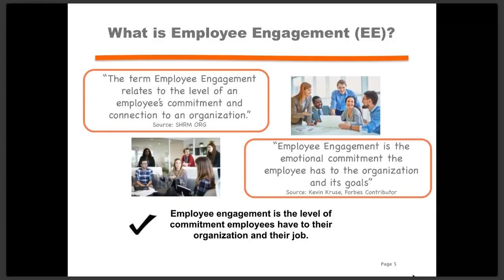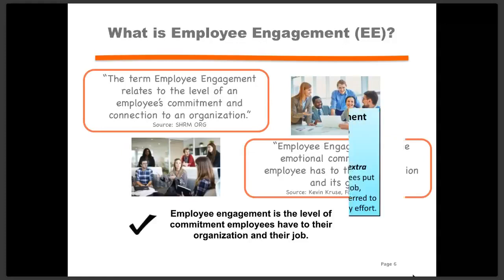I'm also part of the International Standards Organization U.S. committee developing standards on employee engagement. And we're really using commitment to one's job and organization as the definition for engagement. And that's the definition that we're going to use today, that employee engagement is really the level of commitment employees have to their organization and to their job. So what do we mean by commitment?